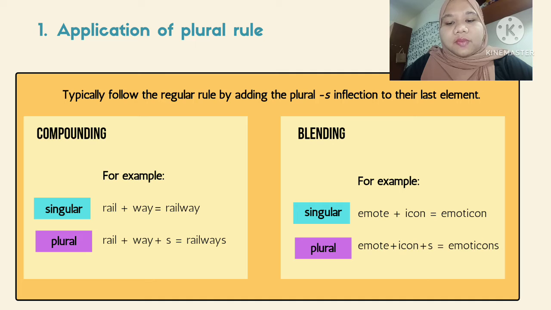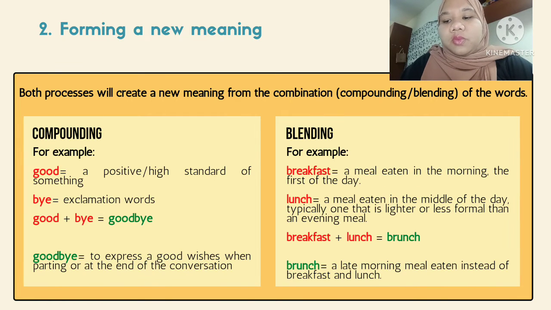And then with blending, the same thing happens. If we want to say there's one emoticon, emote plus icon blend together to become emoticon, one emoticon only. And if we want to say there are a lot of emoticons, emote plus icon plus plural s becomes emoticons. Very simple process and simple application of plural rules.